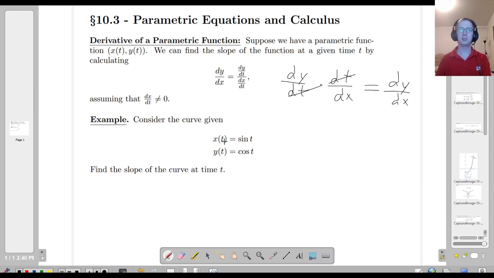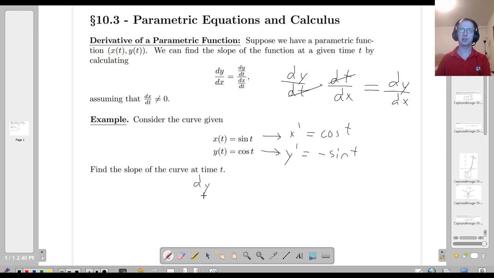Our function is being given by x equals sine t, y equals cosine t. And we're just going to find the slope of that curve at any given time t. Okay, so this is a straightforward application of this formula up here. If I'm going to find the slope, I need to find dy/dt. You could also just write that as y prime. And I also need to find dx/dt. So let's just find both of those derivatives. y prime would be negative sine t, and x prime would be cosine t.